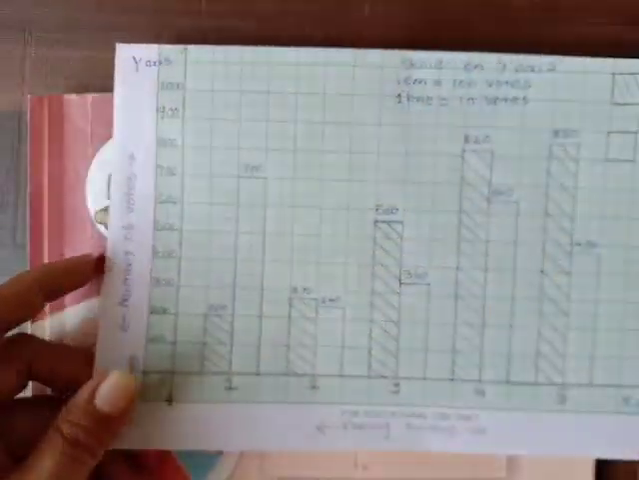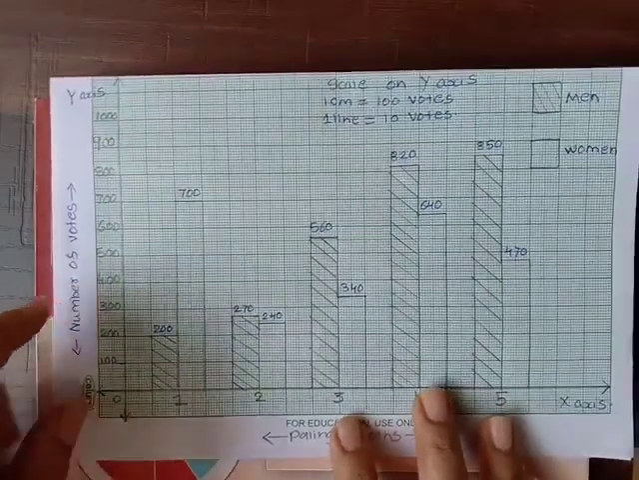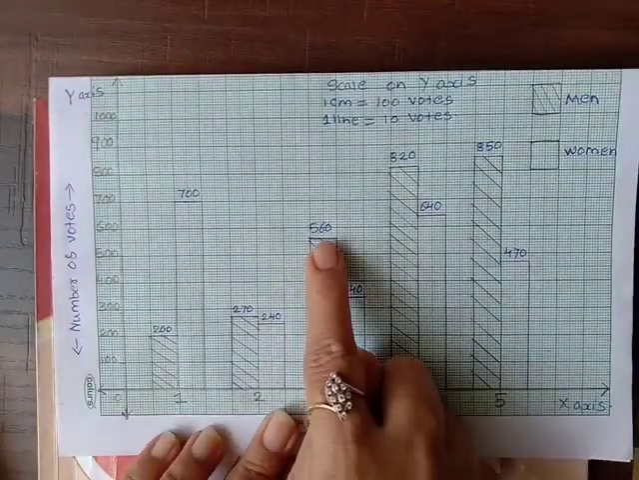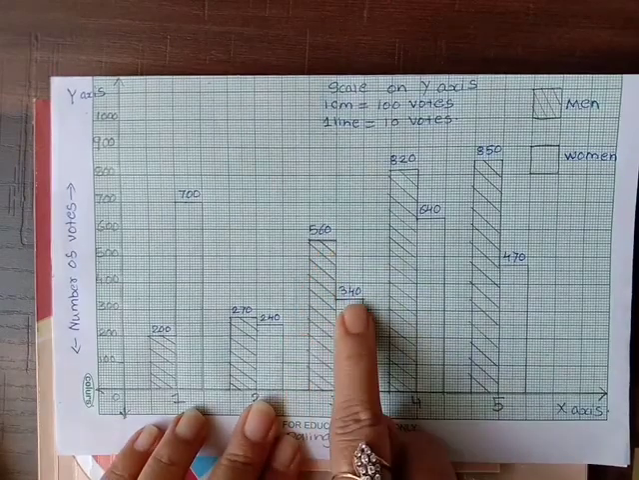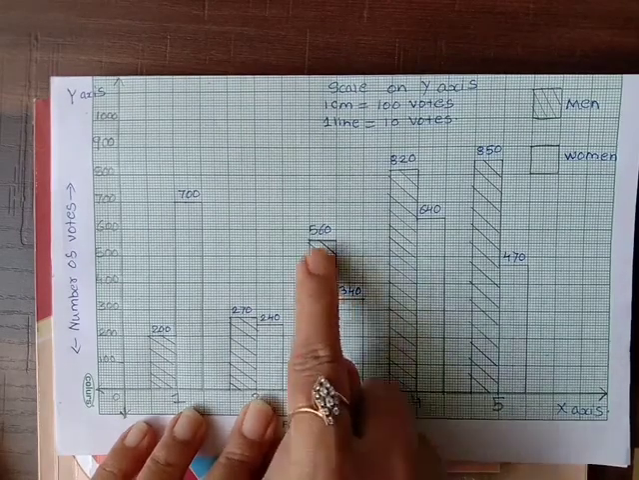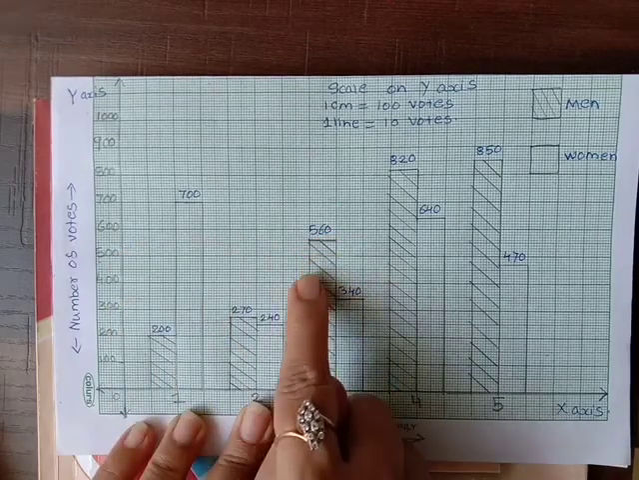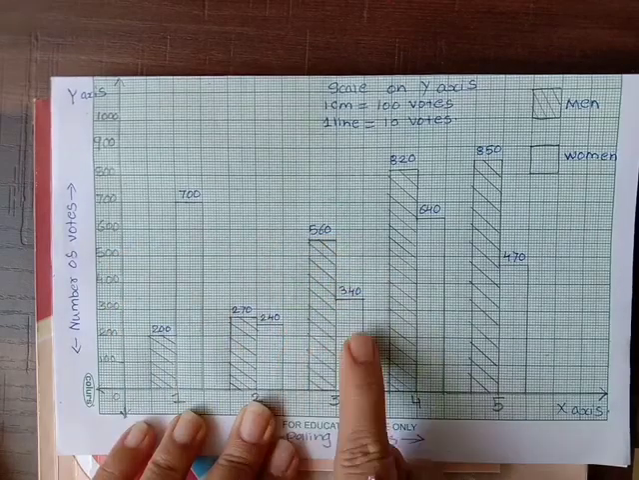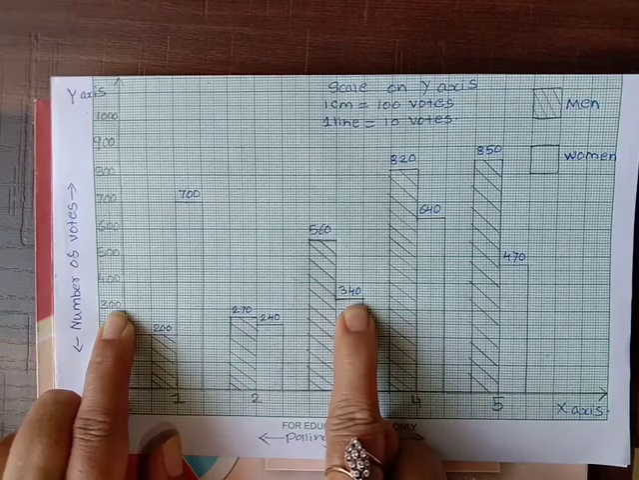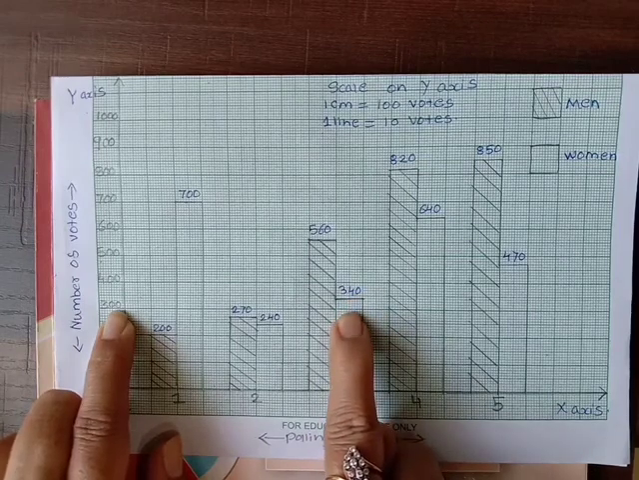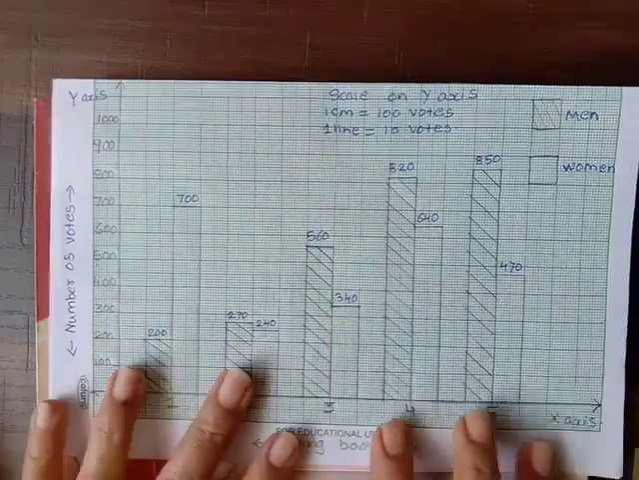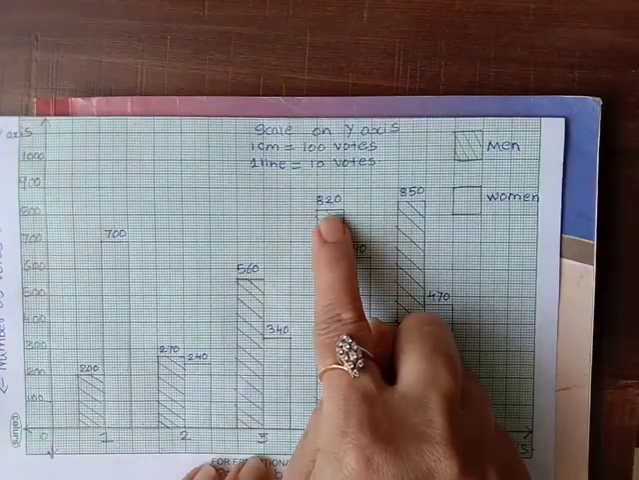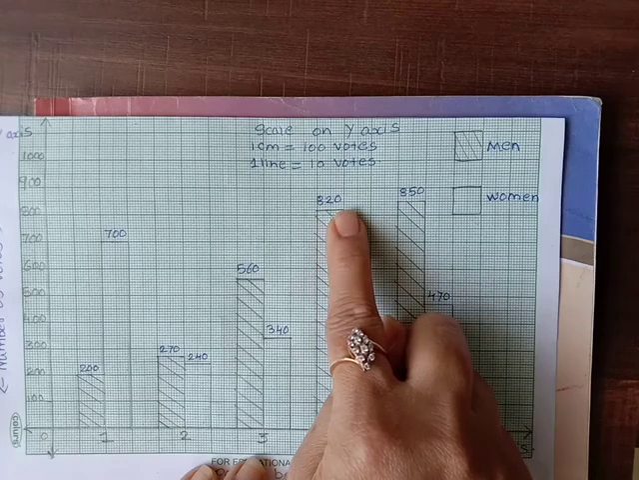Now let us go on to the next. On the third polling booth, votes cast by men are 560 and 340. How will you do this? After 500, 6 lines, that will come to 60. And here after 300, you have to take 4 lines. This is 300, 1, 2, 3 and 4, that is 340. Come on to the fourth polling booth. How much do you have? 820 votes are cast by men.